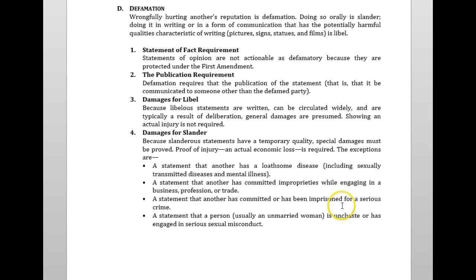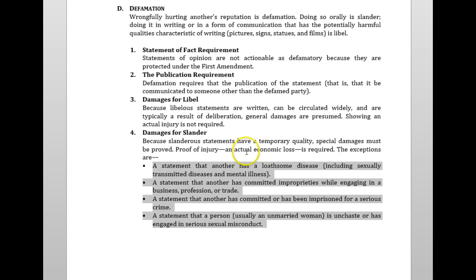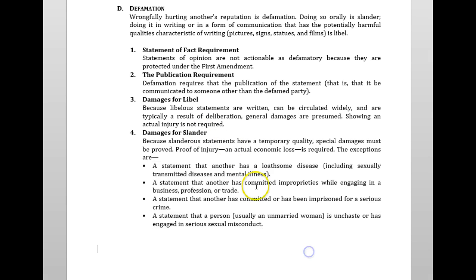You also can't say that somebody's been imprisoned for a serious crime. And the final one is to make a statement about an unmarried woman and say that she's unchaste or has engaged in serious sexual misconduct. None of these, okay, these 4 right here, require proof of injury, even though they are said rather than written, because those are very serious and are looked upon by the law as being things that threaten somebody's livelihood or seriously threaten their reputation.